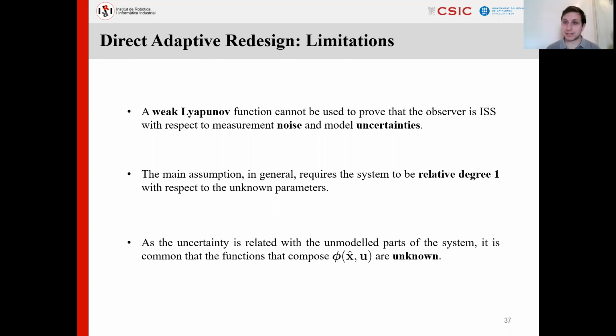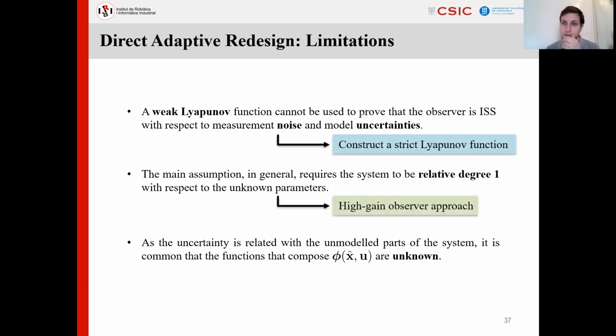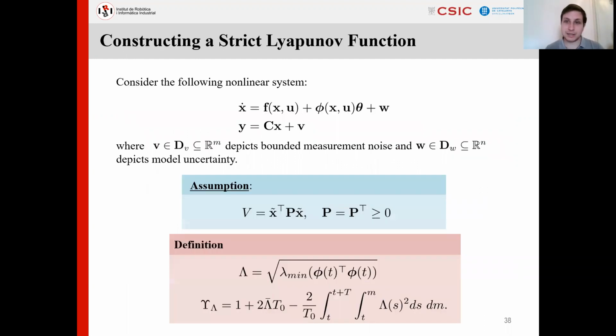For these reasons, the next slides will focus on providing some solutions to these problems. First, a strict Lyapunov function will be constructed. Second, a Huygens observer modification will be proposed to solve this relative degree issue. And finally, a new direct adaptive observer redesign will be proposed for cases where the functions in the regressor vector are unknown. So let's start by constructing a strict Lyapunov function.